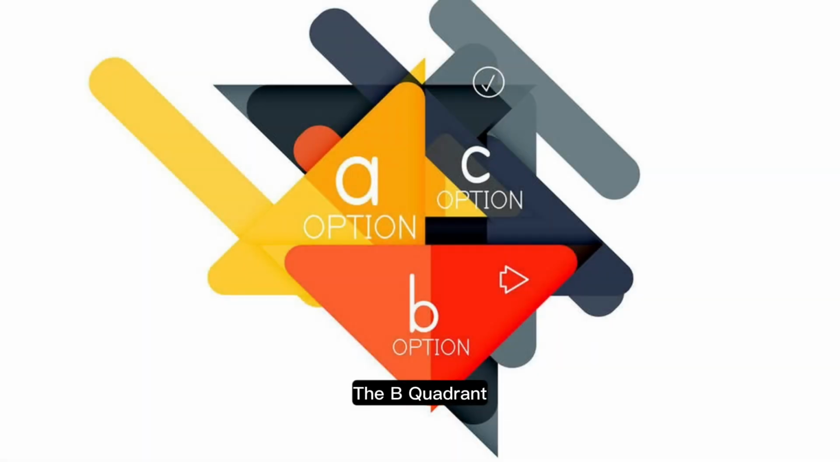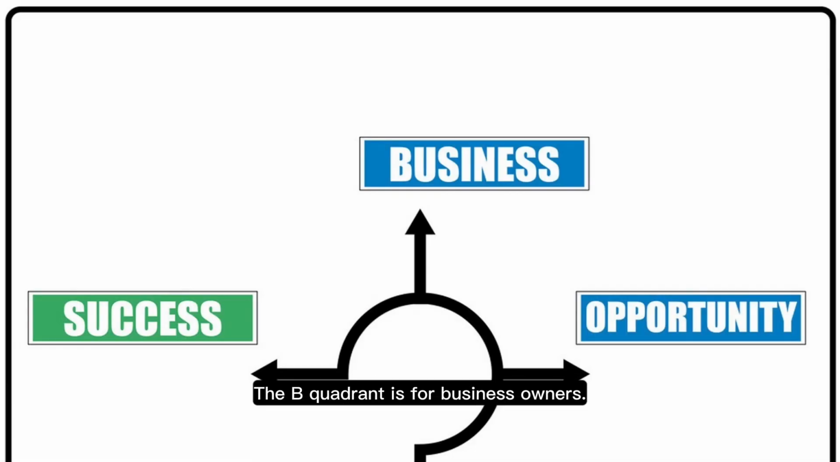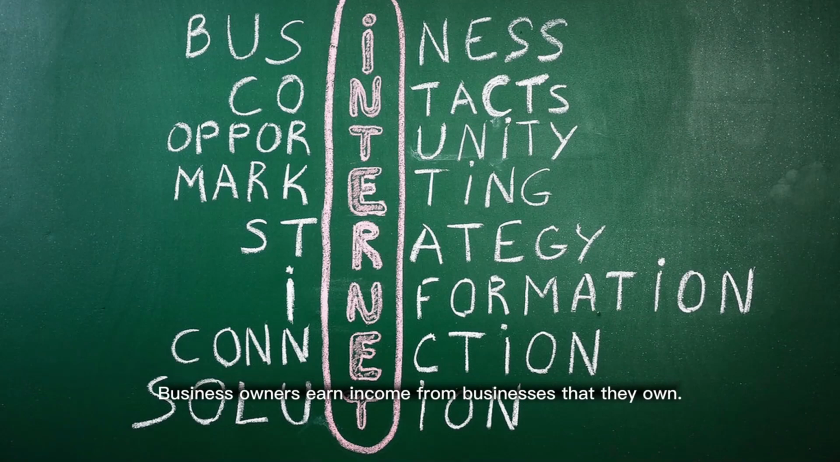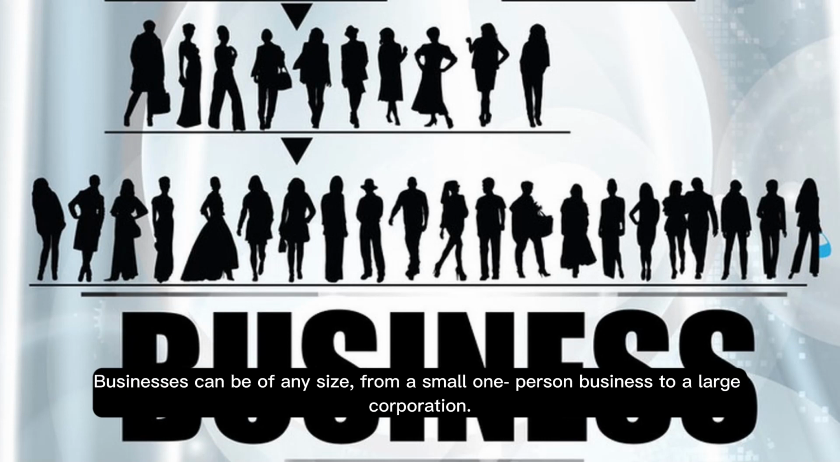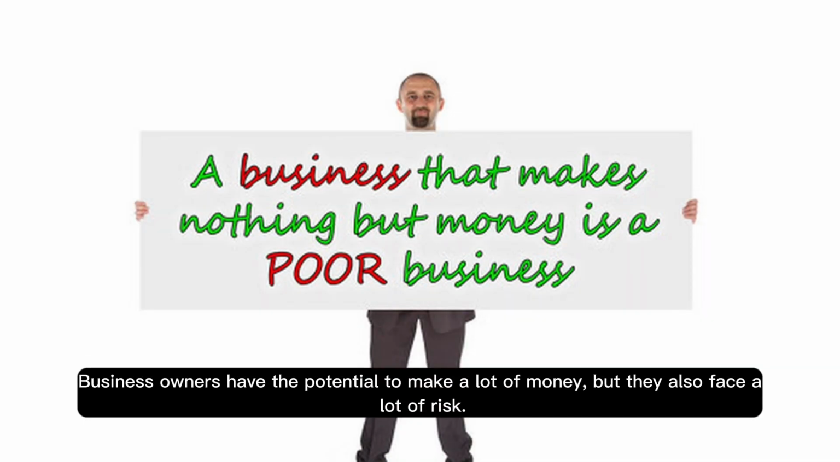The B Quadrant. The B Quadrant is for business owners. Business owners earn income from businesses that they own. Businesses can be of any size, from a small one-person business to a large corporation. Business owners have the potential to make a lot of money, but they also face a lot of risk.